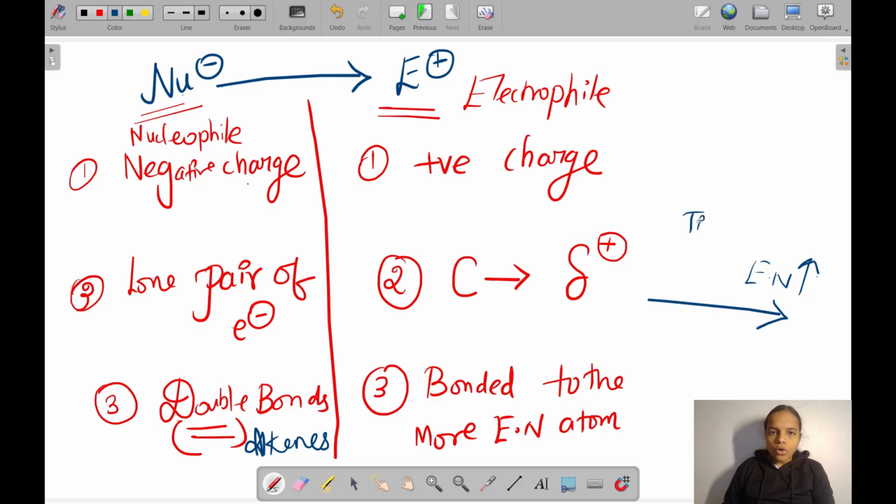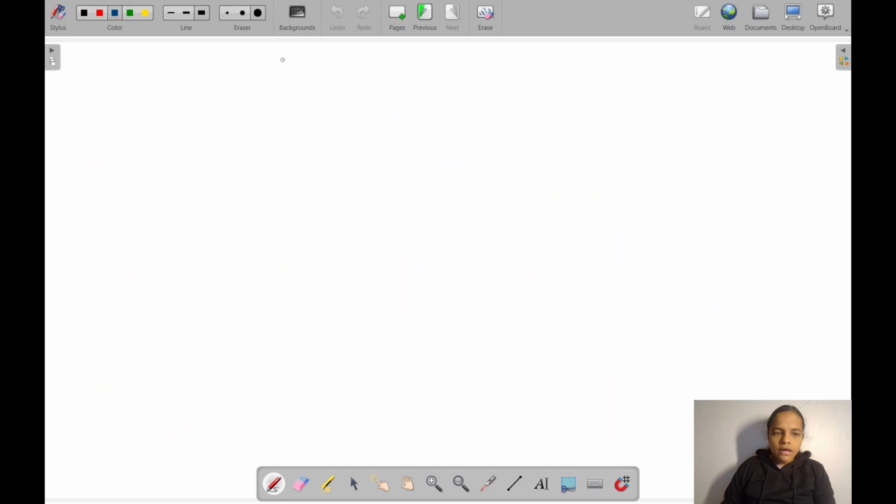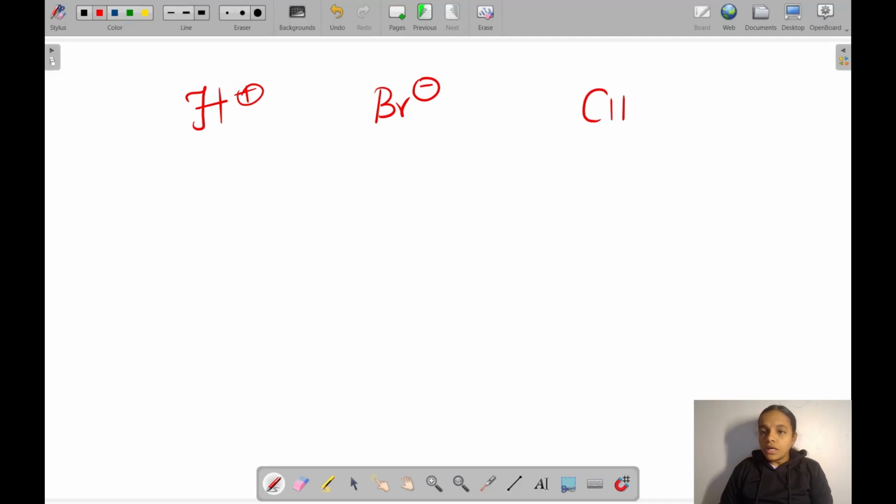So let's move on to an example. See, here we have H plus, Br minus, and CH2 double bond CH2. Can you identify which is the electrophile and which is the nucleophile here? So we understood from the characteristics that the nucleophile will have a negative charge. So this is a nucleophile. The nucleophile might also have a double bond in it. So this is also a nucleophile.